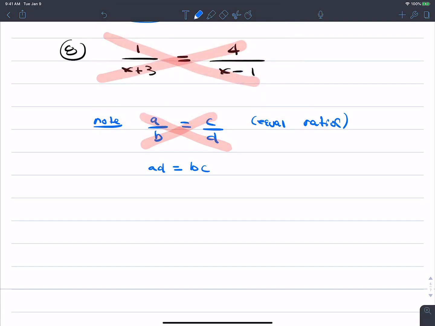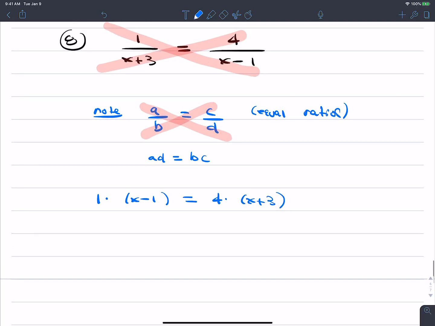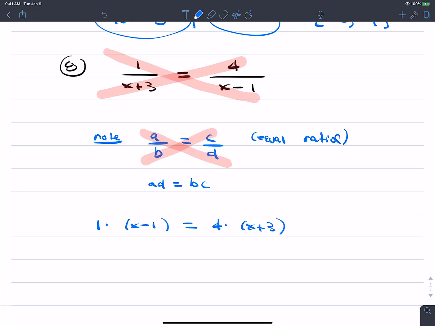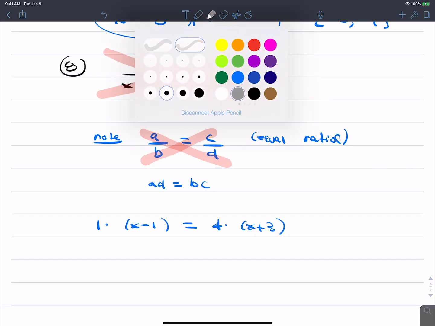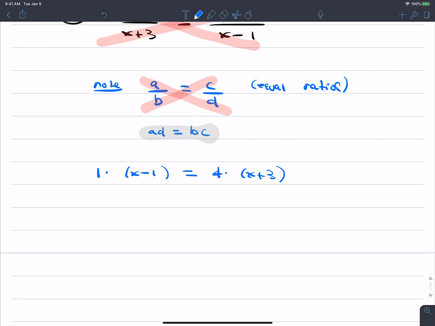from beginning algebra. Now, how this helps you is we can now say this is 1 times x minus 1 is 4 times x plus 3 because we use cross multiplication here. Okay, is that okay? So this is what we actually did here. And now if we do some simplification, 1 times anything is itself, so that's simply x minus 1. And then I'm going to distribute my multiplication with 4. I get 4x plus 12. This is a linear equation.